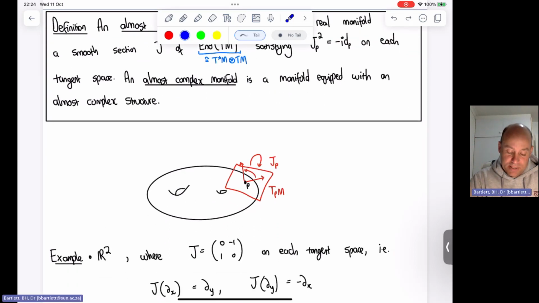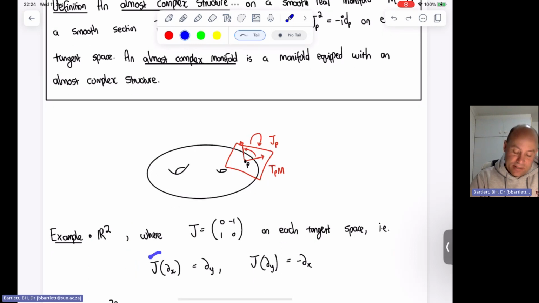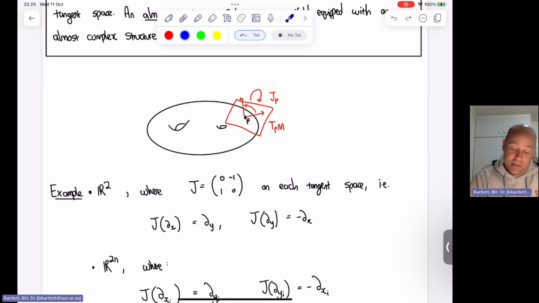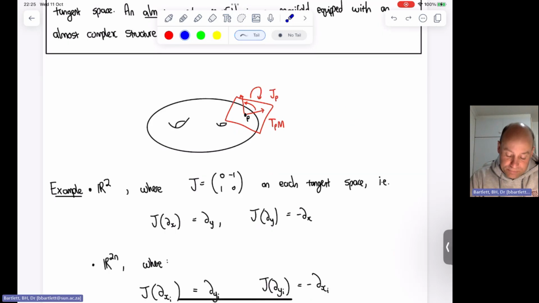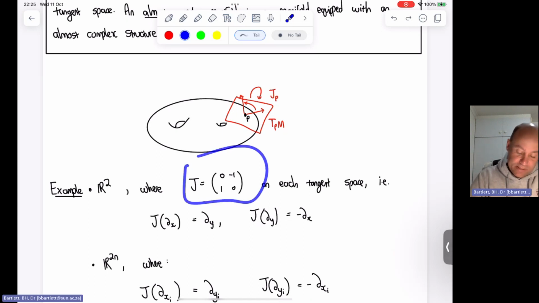Okay, so for example, take R2 itself, where J is just a standard rotate by 90 degrees counterclockwise map. So that's going to send the del x basis vector to del y and the del y basis vector to minus del x, as we agreed, right? And that wouldn't have been your only possibility. You could have, for example, sent del x to this funny vector here. And then that funny vector there would have to get sent to minus del x to make sure that J squared is minus the identity. All right. But this is the standard one.